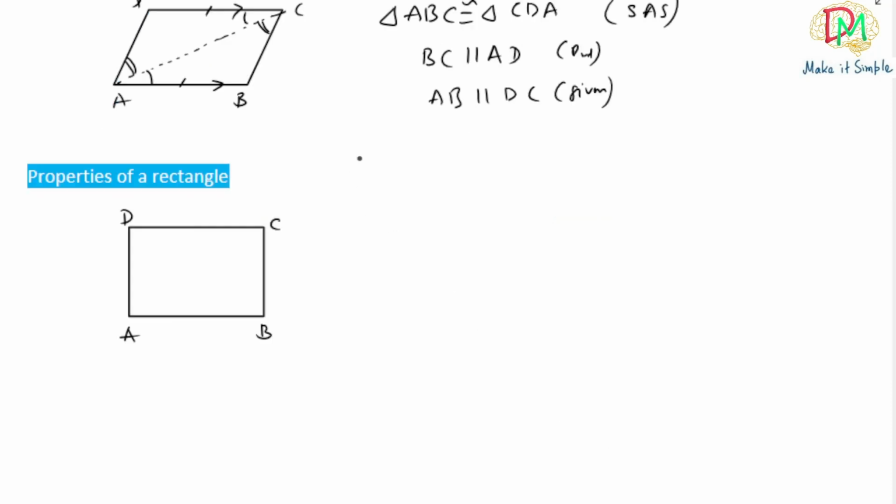Now we learn the properties of a rectangle. So here all angles are 90 degree.